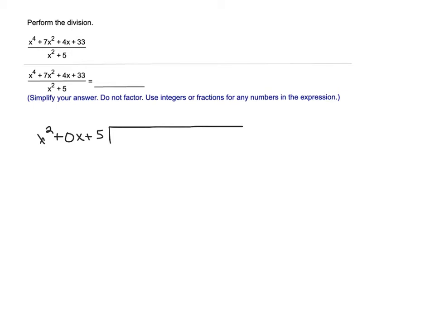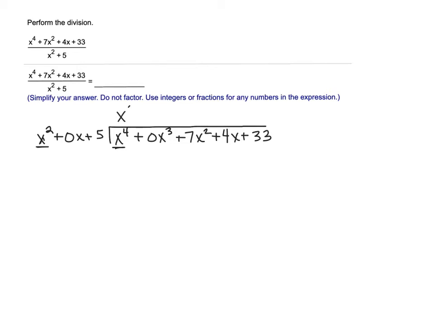So it's dividing into x to the 4th. Notice that x cubed is missing, so we need to have 0x cubed plus 7x squared plus 4x plus 33. It looks really daunting, but let's start working it out. To start the problem, all you're going to do is look at the first term of both of these polynomials. You're going to ask yourself, what does x squared go into x to the 4th? I ask myself, what do I need to multiply x squared by to get x to the 4th?